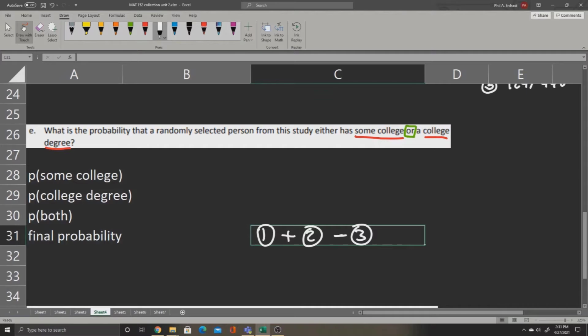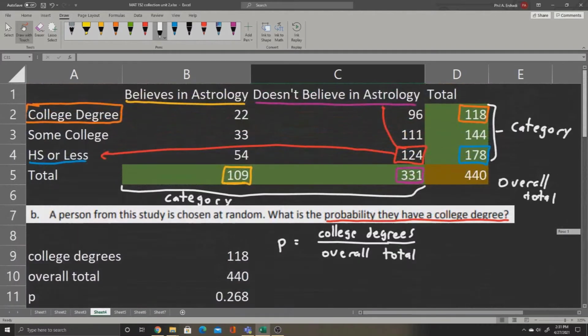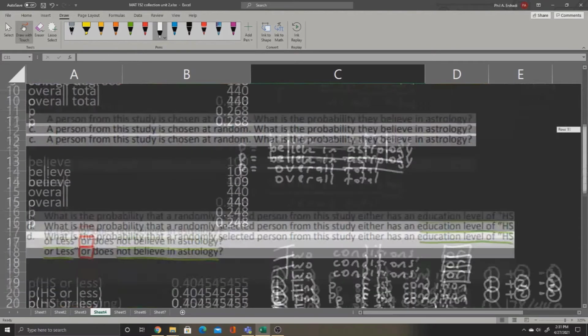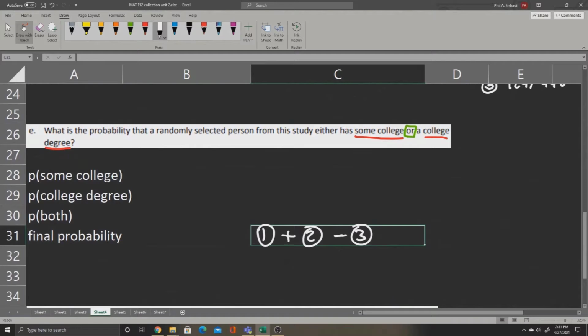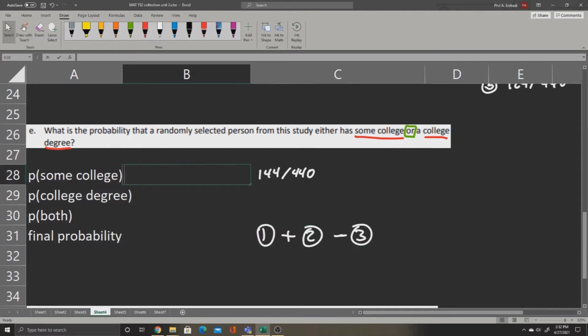Let's begin by calculating the probability of having some college. Now, some college is located in row 3. Let's go to the category total for that over on the right side, and we can see that is 144. So, our probability of having some college is 144 divided by 440. We'll write this down, and we'll calculate it as well. We get 0.327, another fairly long decimal.